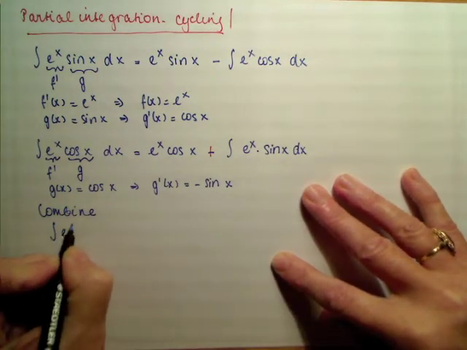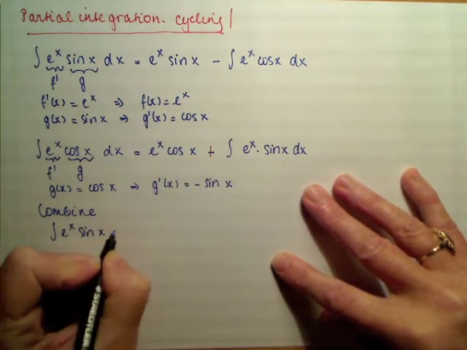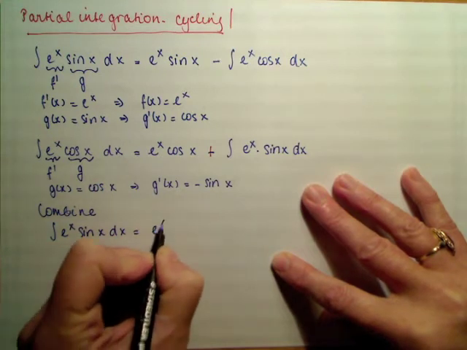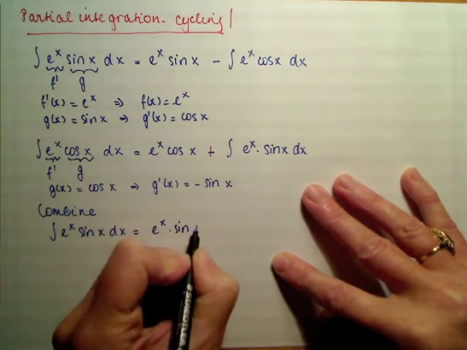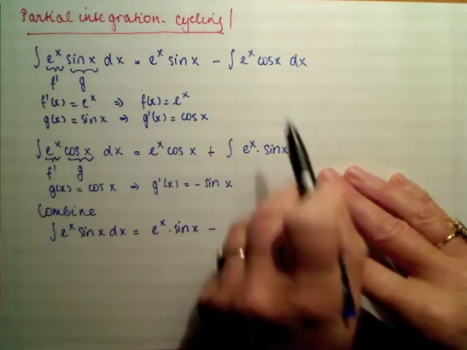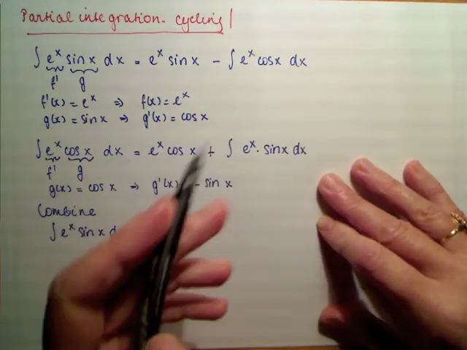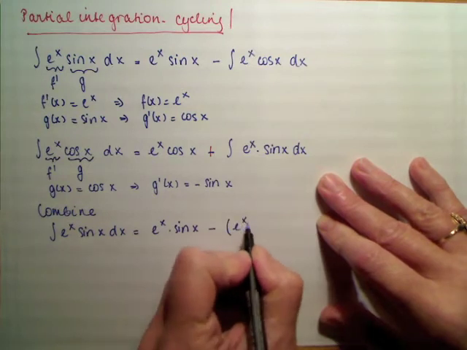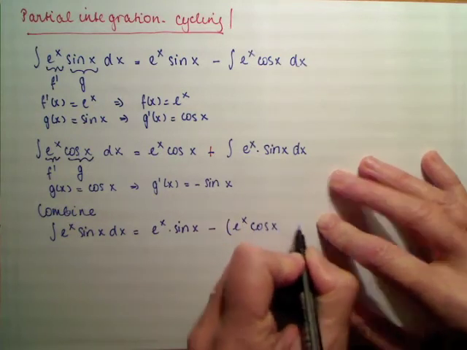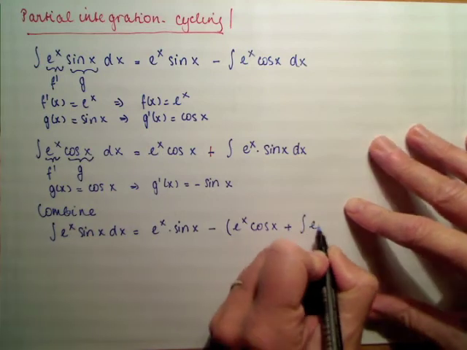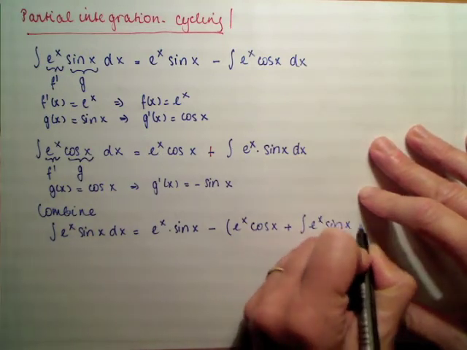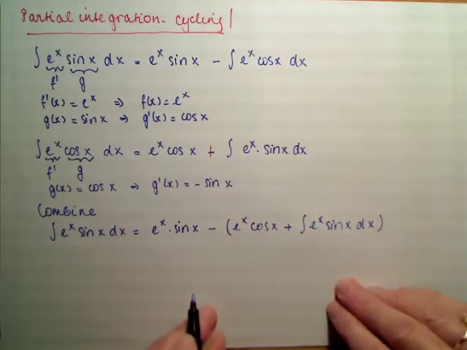So what do we get then? This first unknown integral is equal to e to the power x multiplied by sine of x minus something which we can substitute by this term over here. So we get e to the power x multiplied by cosine of x plus this unknown integral which we have on the left hand side as well.